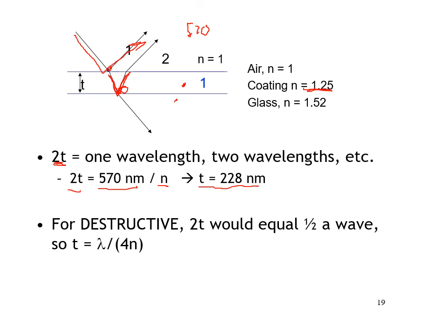the right answer. As a sidebar, for destructive interference, twice the thickness would equal half a wave in this example. So the thickness would be lambda over 4. But remember, lambda is lambda over n, so in a formula it looks like lambda over 4n. All right, that's a quick example.